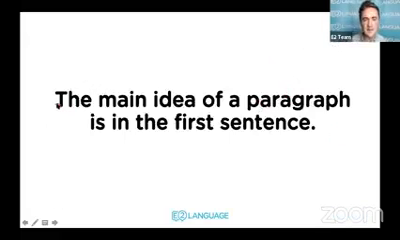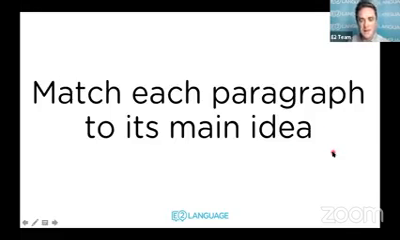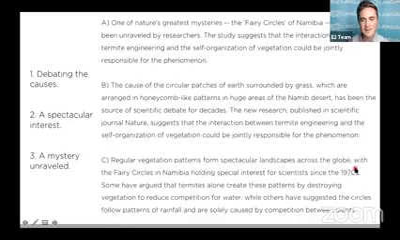Right. So we just learned that the main idea of a paragraph is in the first sentence. Fine. Now I want you to match each paragraph to its main idea. Match the paragraph to the main idea. Here we go.